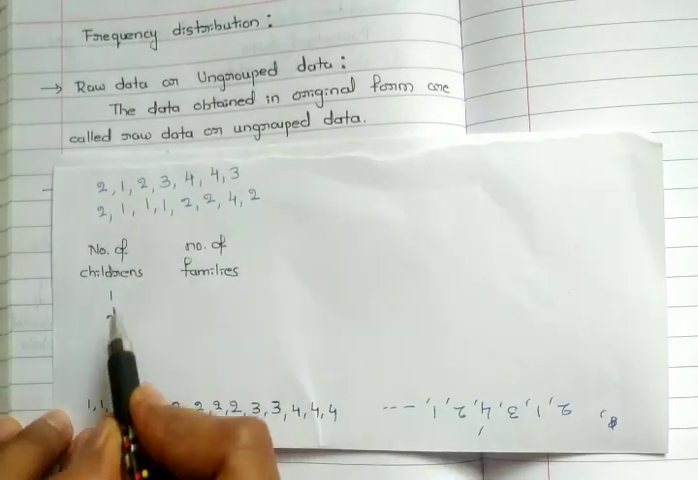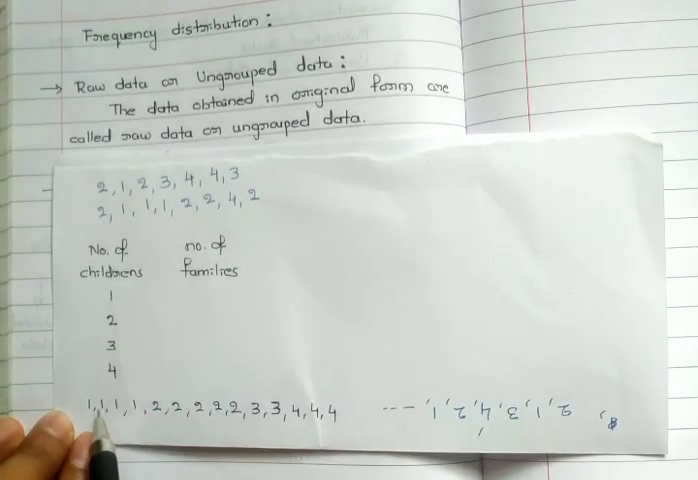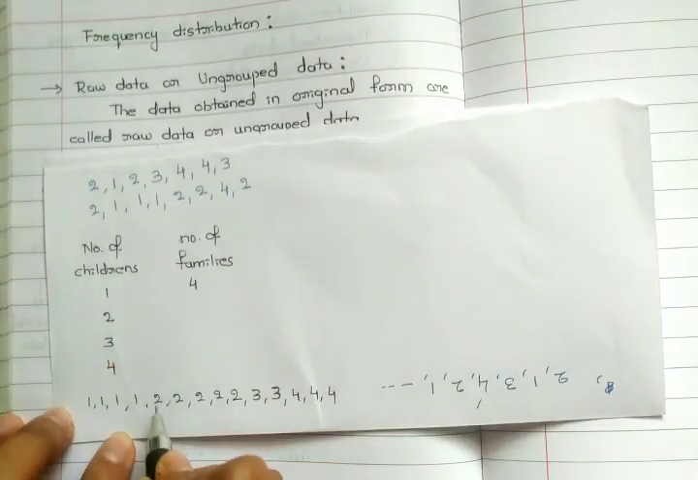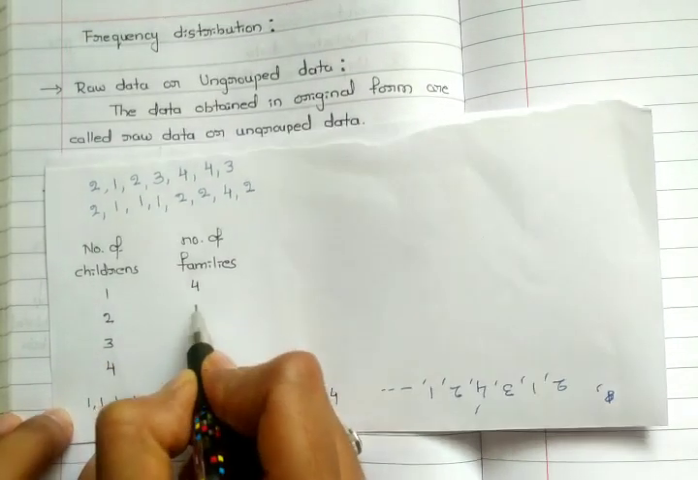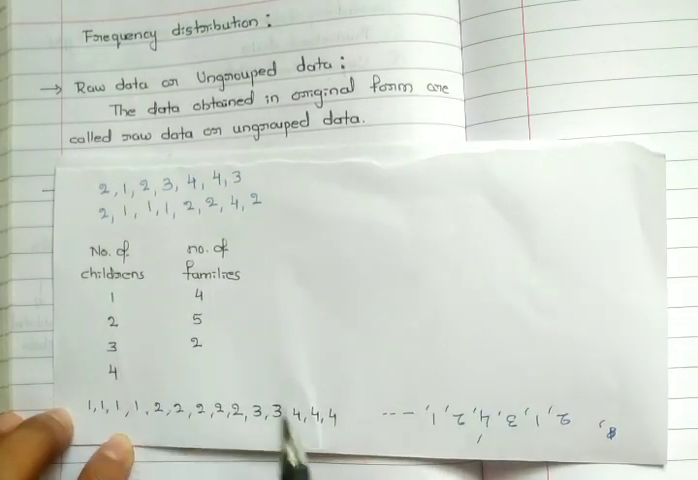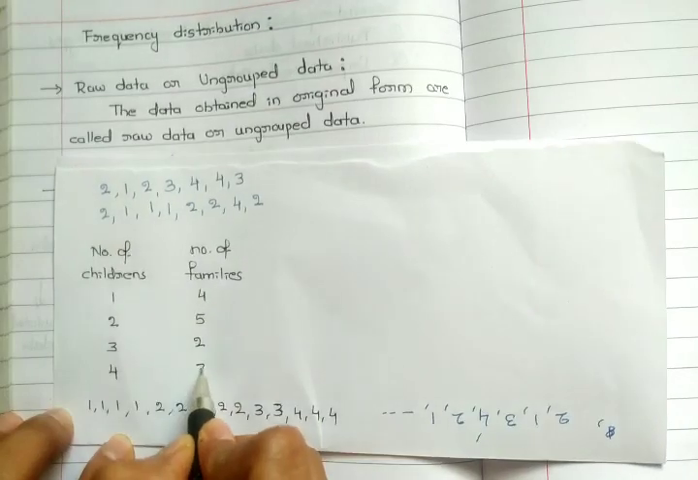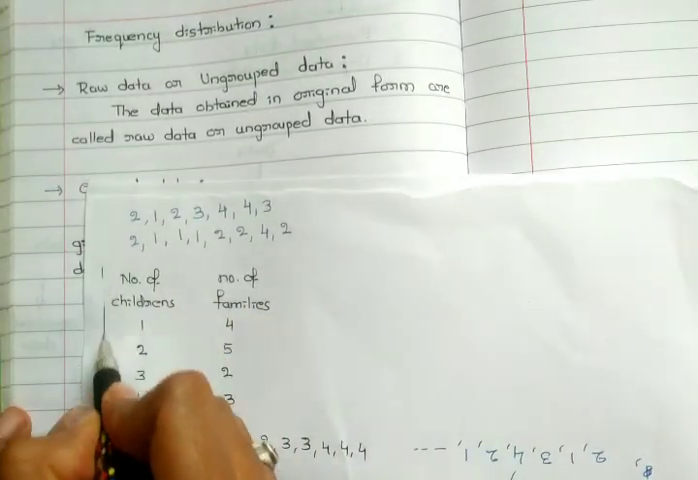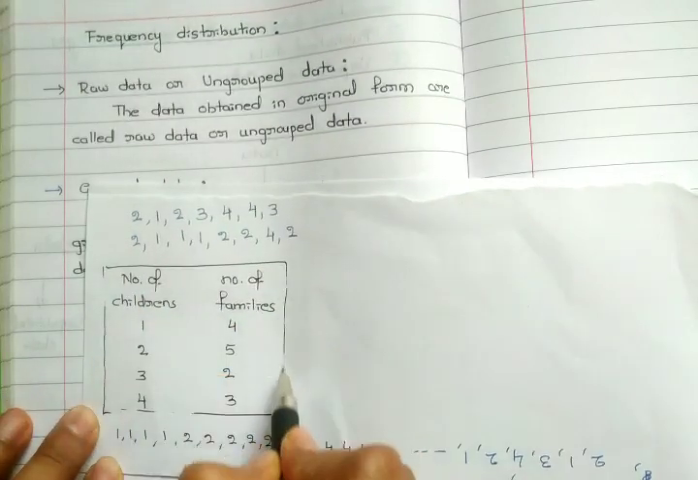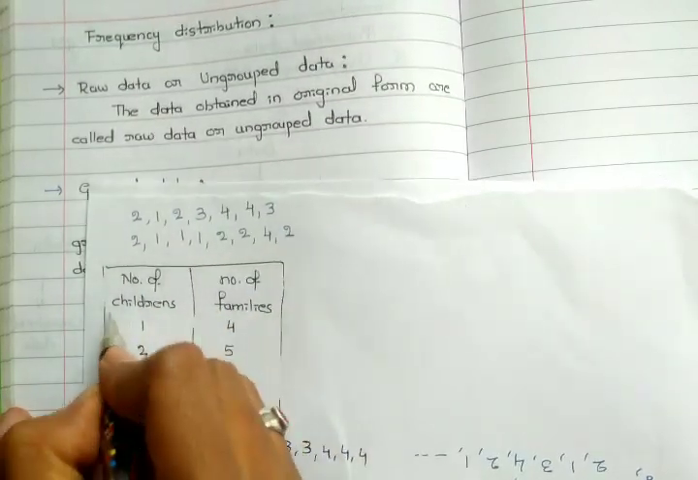Now see how many times 1 is present: 1, 2, 3, 4 times. So here I am going to write 4. 2 is present 1, 2, 3, 4, 5 times, so here I am going to write 5. 3 is only 2 times, then here 4 is 3 times. Next, I am going to make the table, like this.